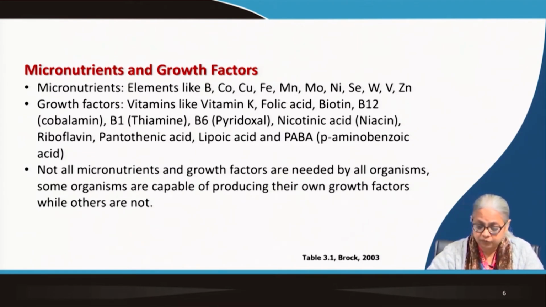Then we come to riboflavin, which is a precursor for FMN and FAD. And we have pantothenic acid, which is a precursor for coenzyme A. Again, that's a very important growth factor. And then we have lipoic acid, which is used in the decarboxylation of pyruvate and alpha ketoglutarate. Okay, so these are some of the most important micronutrients.